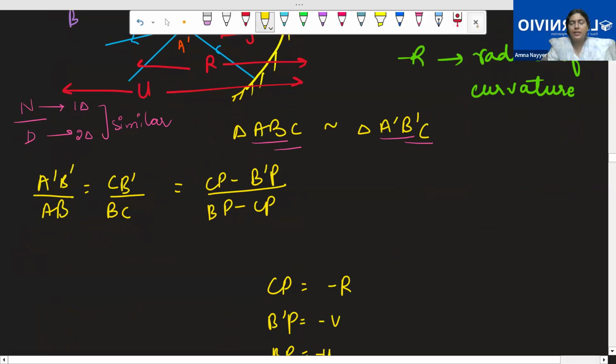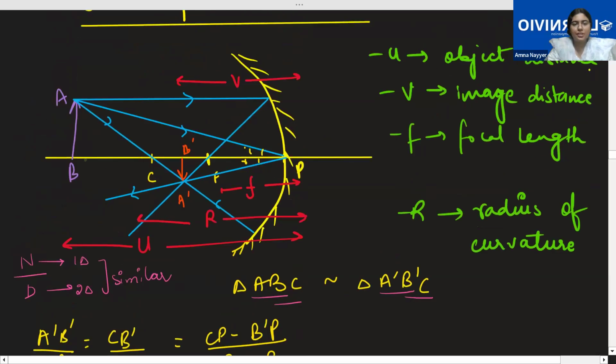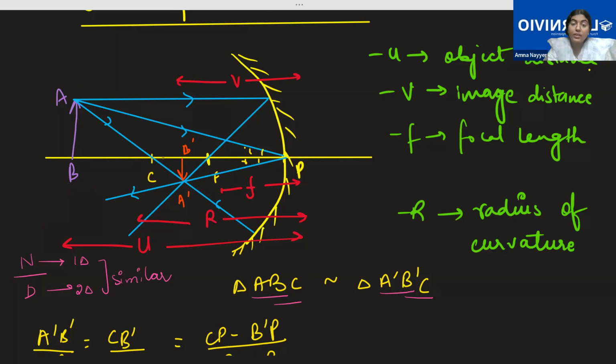Now look, I can say CB dash, the smaller one. How can we write this, if I want to write this with reference to the pole? Because CB dash, if you see from the figure, is neither matching with V, F, nor R or U or anything. So we'll have to write it in terms of those things which are clearly visible to us from these four. Otherwise, how will you perform the derivation? So B dash C has to be written in terms of something known to us.